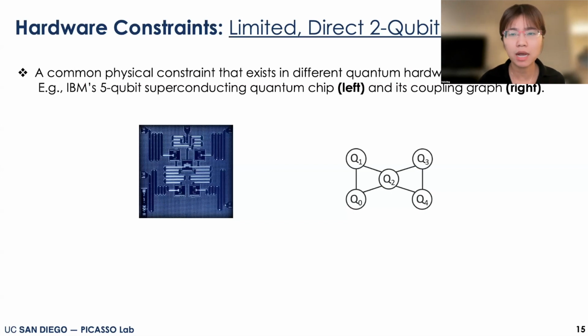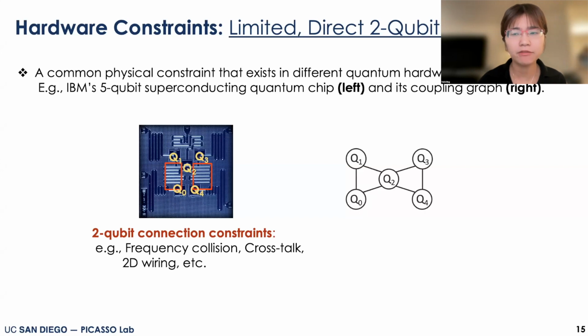Here I just use IBM's 5 qubit superconducting chip as an example. The transmon qubits are marked in yellow, the dark squares. To enable a 2 qubit gate, we must physically connect them with a resonator, marked in red here. And because of different connection constraints like frequency collision, crosstalk, and 2D wiring, only some pairs of qubits are directly connected. This connection constraint can be abstracted in the coupling graph on the right-hand side.